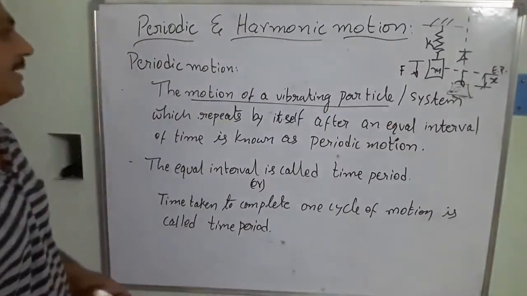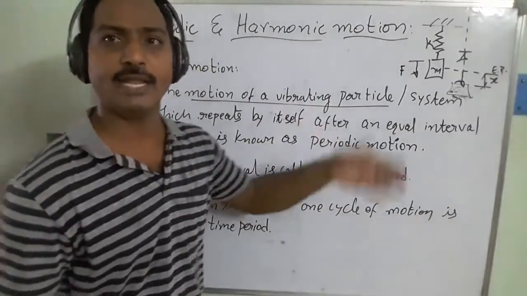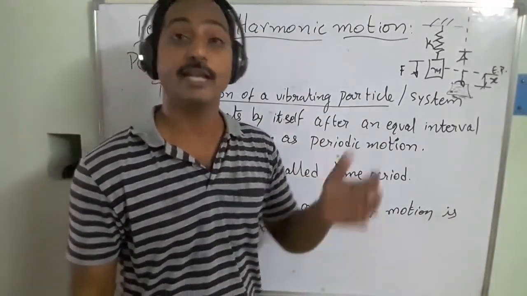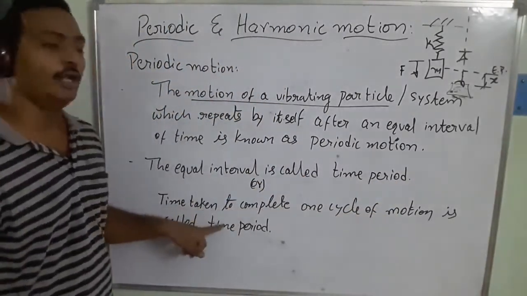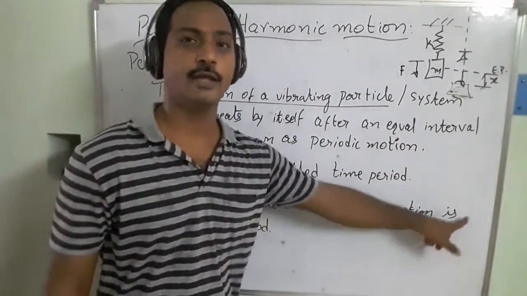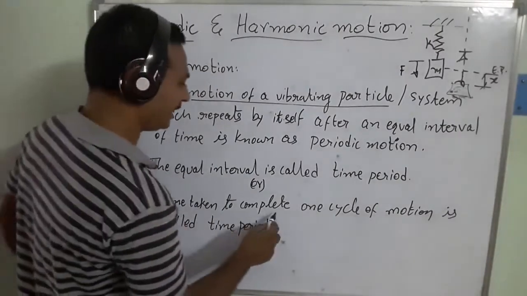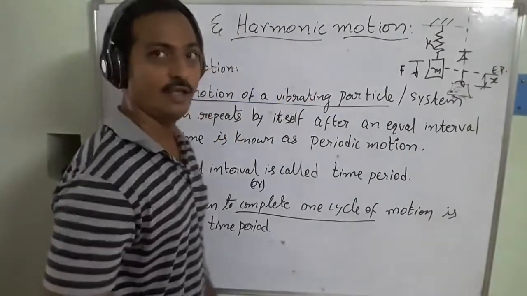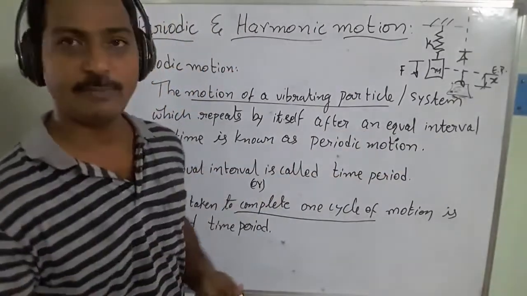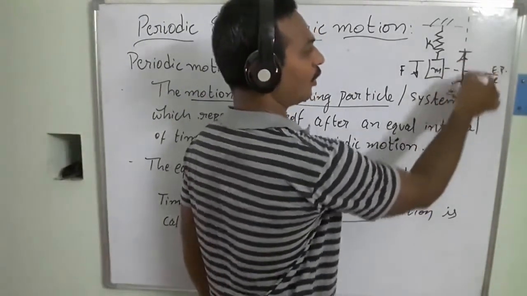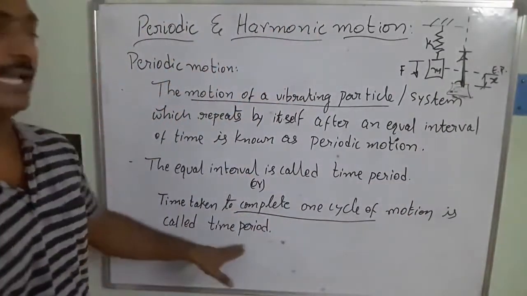So that equal interval is called the time period, because that motion is repeating by itself after a certain interval of time, right? That equal interval of time is called the time period. Or we can say the time taken to complete one cycle of motion is known as the time period. Is it clear? That means in this case, it is the time taken to complete one cycle of the motion, right? And we already said it repeats by itself in an equal interval of time. That means the object is moving in the upward and downward direction, and that same motion is repeating, so we can say that is the time period, right?